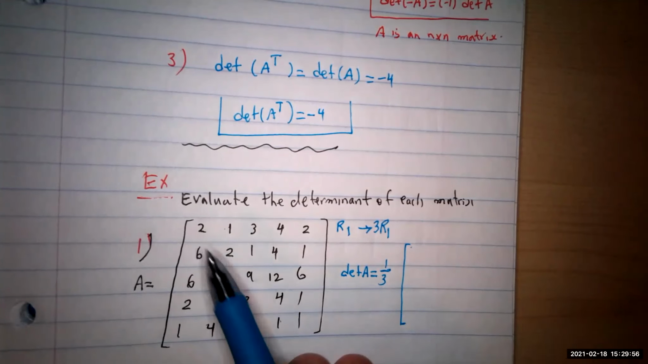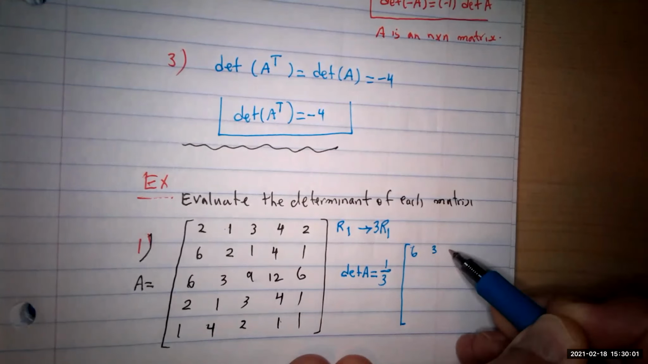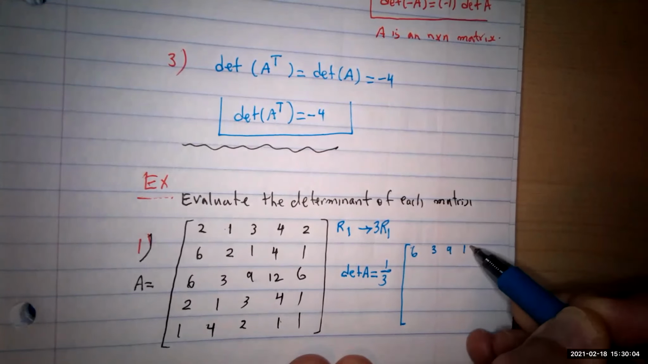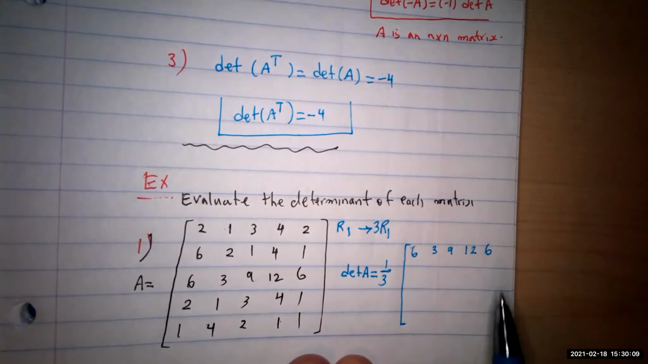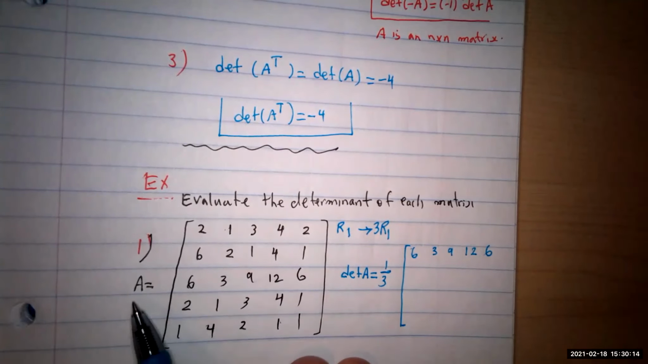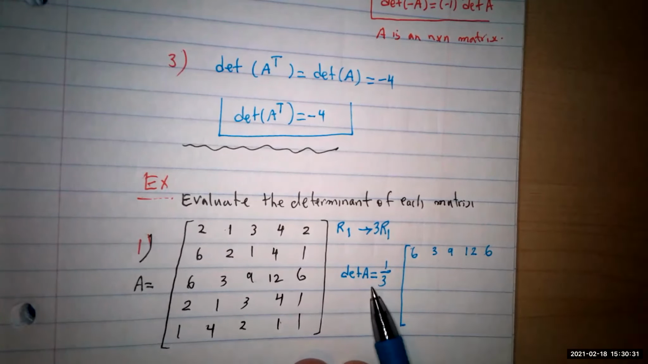When I multiply this one by 3, that gives me 6, 3, 9, 12, 6. If you factor out the 3, the 3 and the 1/3 would cancel out, and that gives you the original matrix. So this is the way we are going to write it down. As soon as you multiply the inside by something, you have to divide outside at the same time so that your determinant would stay the same. So 3 by 3, that's it.